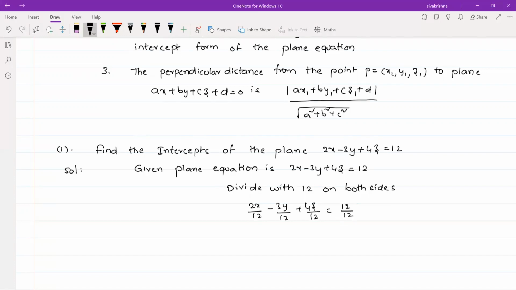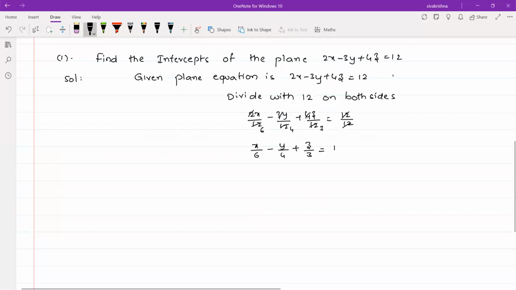Okay, so I am dividing by 12 on both sides, right? So 12 gets cancelled into 6 times, 12 gets from 3 4 times, and 12 gets from 4 3 times. So we get x by 6 minus y by 4 plus z by 3 is equal to 12 by 12, which means we get 1. Okay, so this is the corresponding plane equation we get.